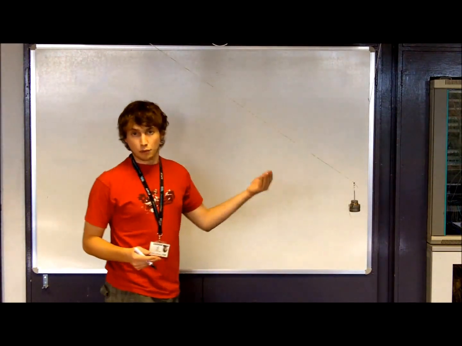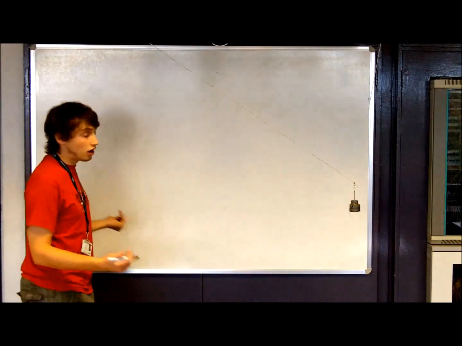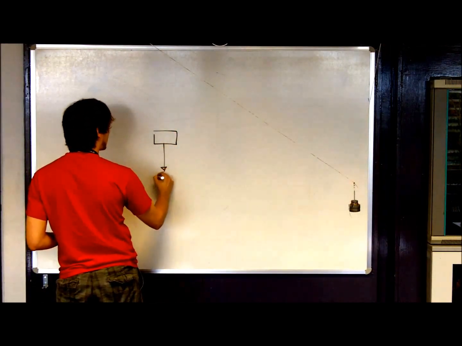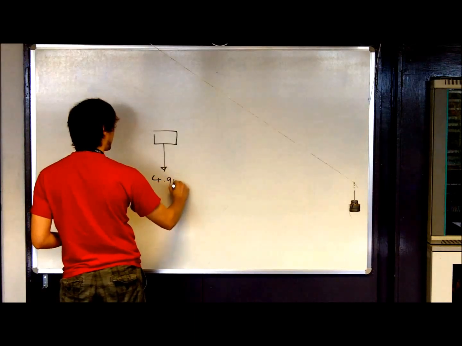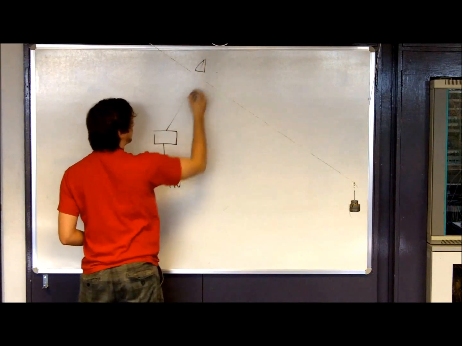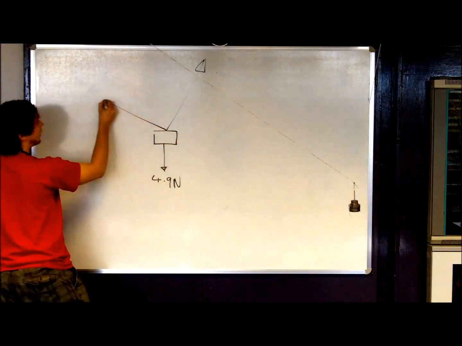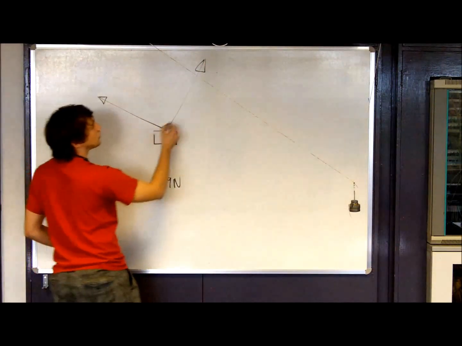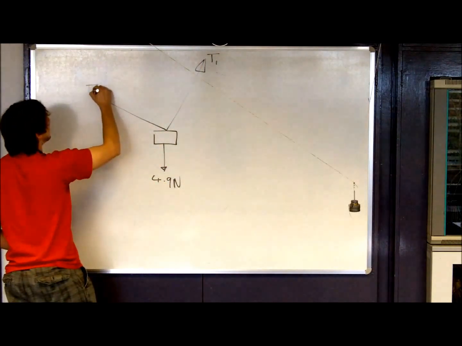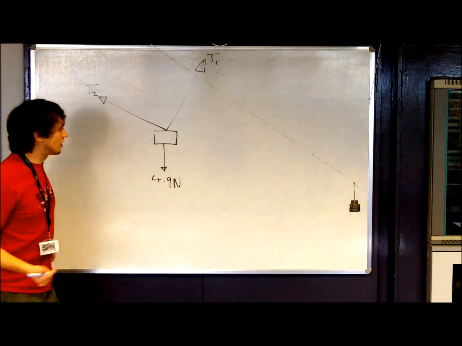So I've already told you the weight of this is 4.9 newtons. So we're going to start on our force diagram with our object here. 4.9 newtons is the weight pulling it down. And we've got two forces of tension, one pulling upwards and one at a shallower angle, like that. And we'll call those T1 and T2, tension 1, tension 2.